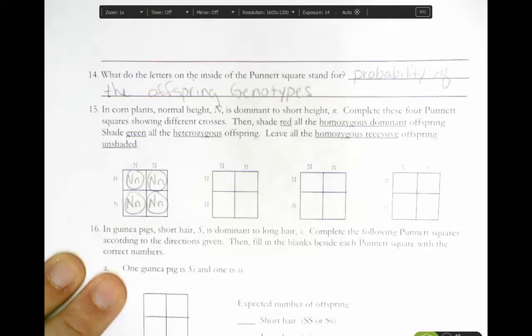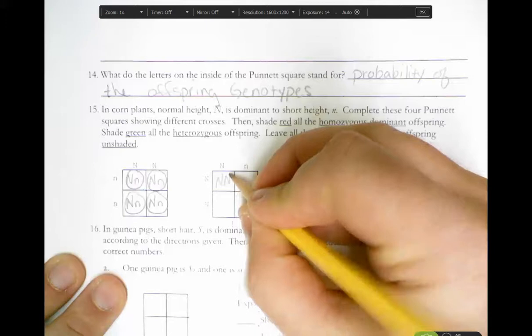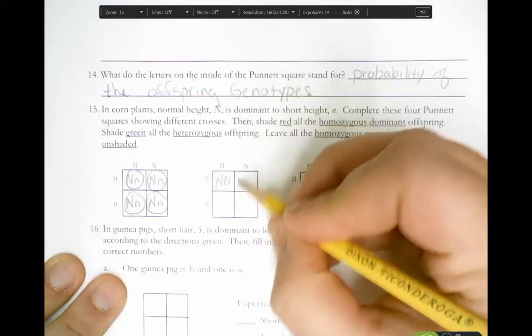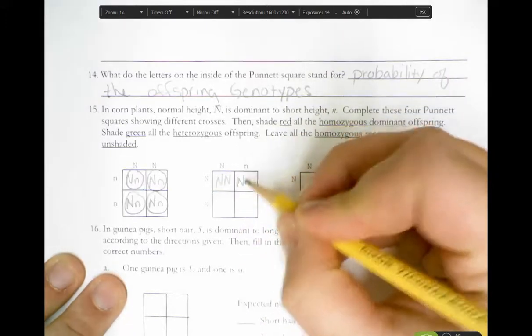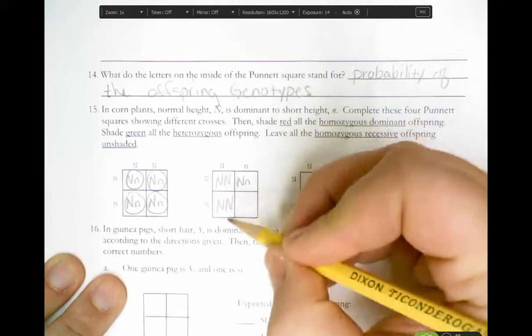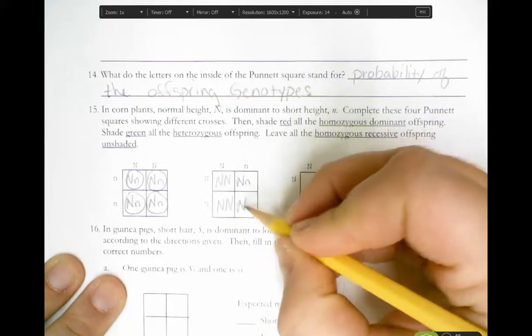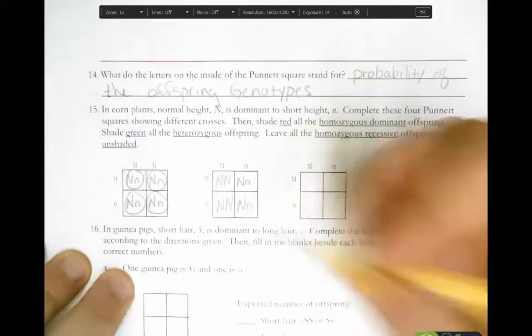Okay, so we've got all 4 of those circled. All right, let's do the next Punnett square. Uppercase N comes down, uppercase N comes across. Uppercase N comes across, lowercase n comes down. Uppercase N comes down, uppercase n comes across. Uppercase n comes across, lowercase n comes down.